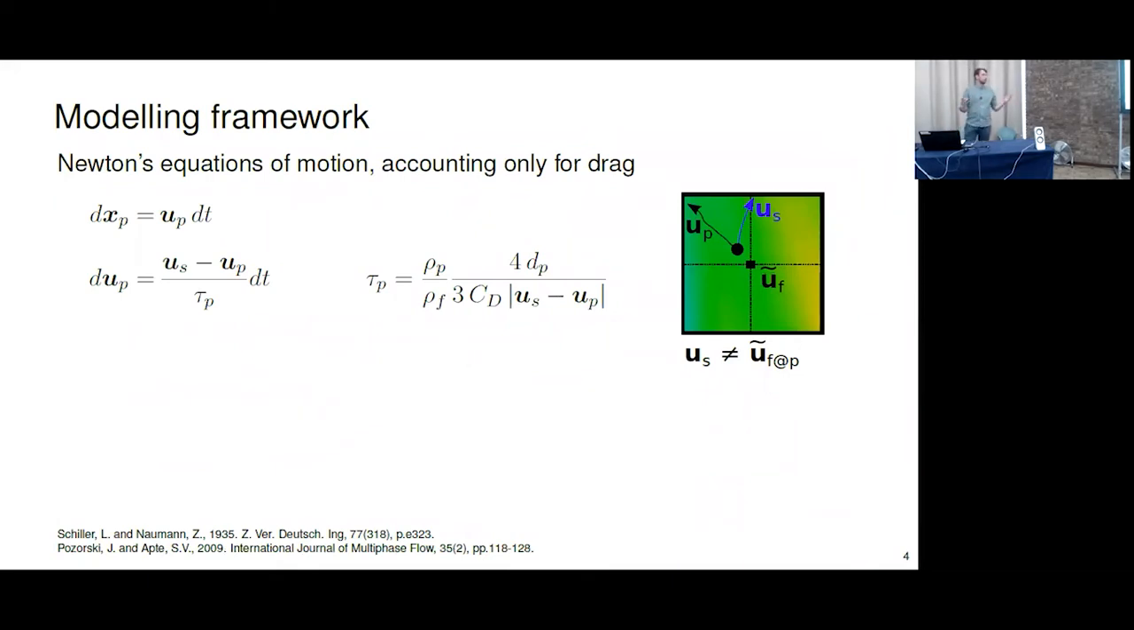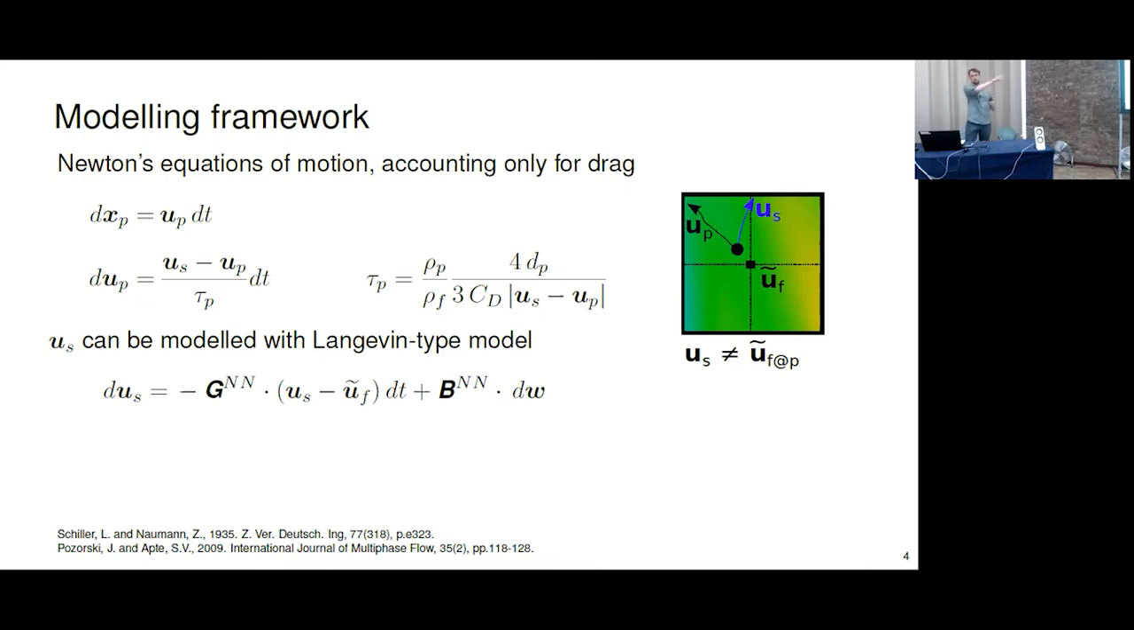Then for the particle phase, we have Newton's equations of motion, where we just account for drag on the particles. So the evolution of particle velocity is based on the relative velocity between the particles, UP, and this variable US, which is the fluid velocity seen by a particle. Generally, what we do for US is it's just the fluid velocity in the cell interpolated to the particle position. However, if we have some unresolved fluctuations within the cell, we need to account for these, so we have an additional transport equation.